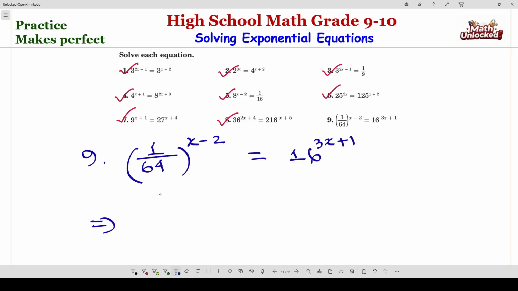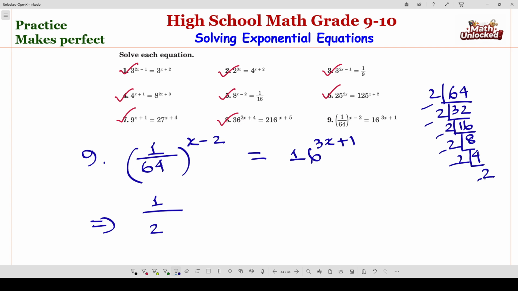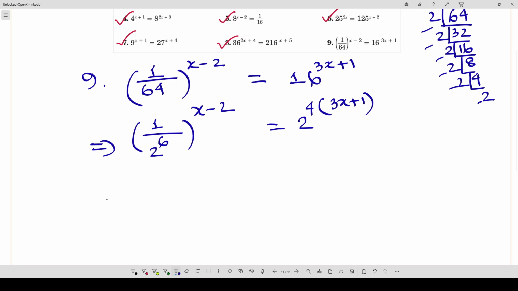This 64 we can write as 1 divided by 2 to the power 6. Look, 64 can be divided by 2, so here is 32. Again divide by 2, it's 16. Divide by 2, it's 8. Again divide by 2, it's 4. Divide by 2, again 2. So 1, 2, 3, 4, 5, 6. It means 2 to the power 6, which means 64. And here is x minus 2. And this 16 we can write as 2 to the power 4, and here is 3x plus 1. Now as per negative exponent, we can write 2 to the power minus 6.